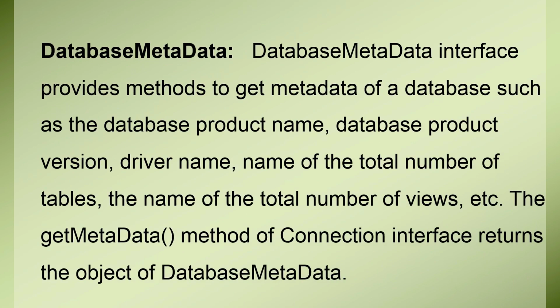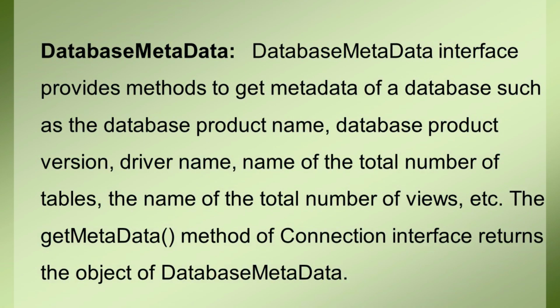DatabaseMetaData. The DatabaseMetaData interface provides methods to get metadata of a database such as the database product name, database product version, driver name, the total number of tables, the total number of views, etc. The getMetaData method of the Connection interface returns the object of DatabaseMetaData.